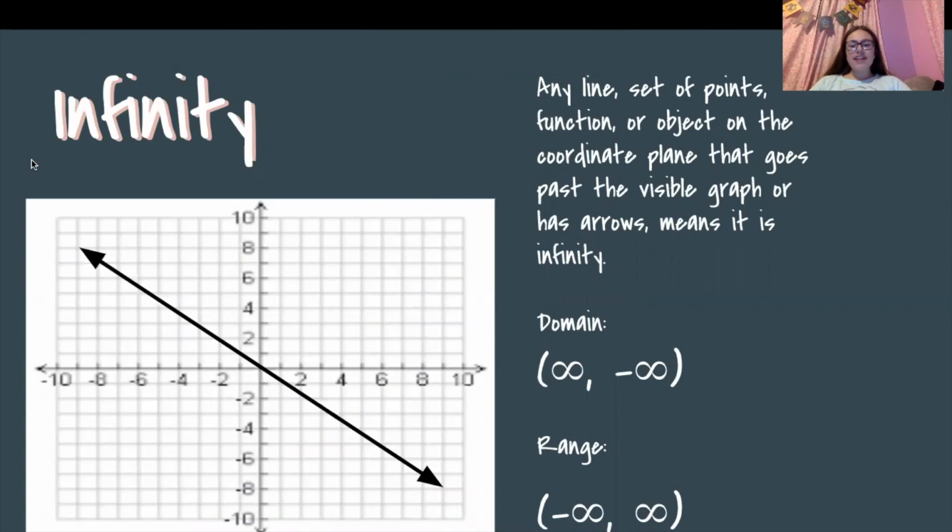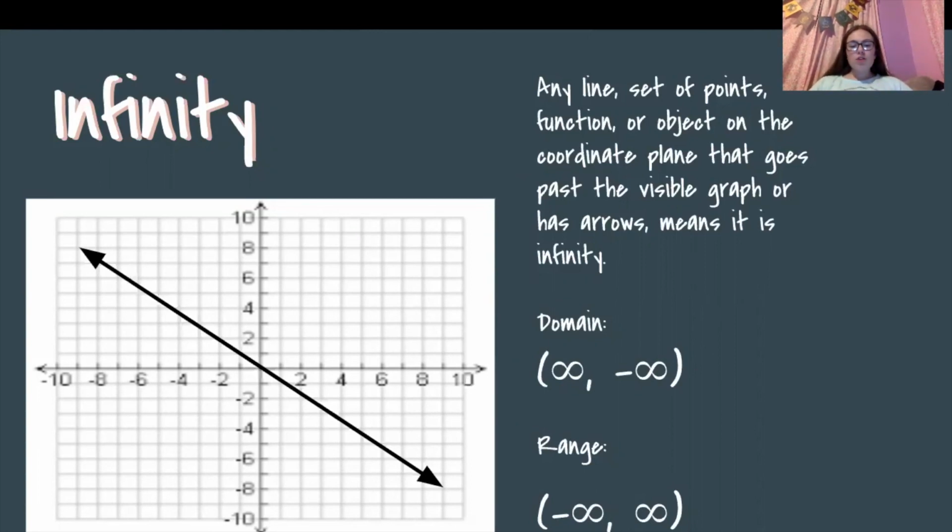For infinity, any line, set, point, function, or object on the coordinate plane that goes past the visible graph or has arrows means it is infinity. This looks confusing at first glance, but don't worry, it is not as confusing as it seems. Basically, if it has an arrow leading up or down or left or right, it just means that it goes on forever. This doesn't even have to be a straight line. It could be a curved line. It could be really anything. But basically, the point that isn't a point but an arrow is just going to be infinity.